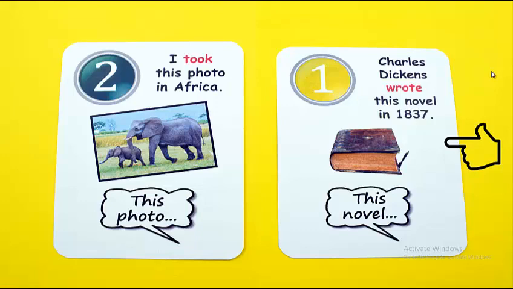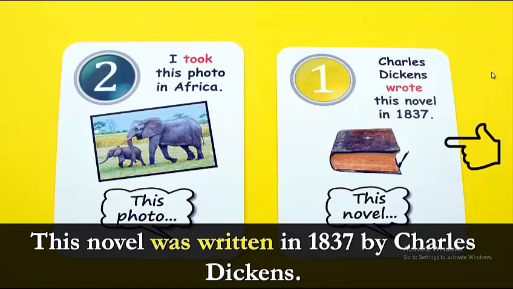Let's see. That's right. This novel was written in 1837 by Charles Dickens. We started the sentence with the object, this novel, followed by verb to be and the past participle.